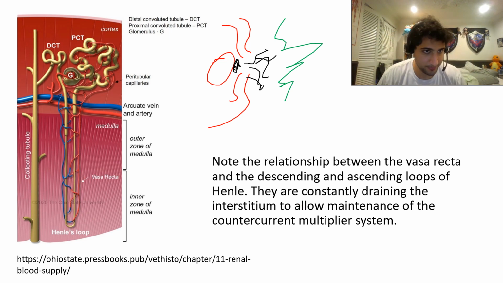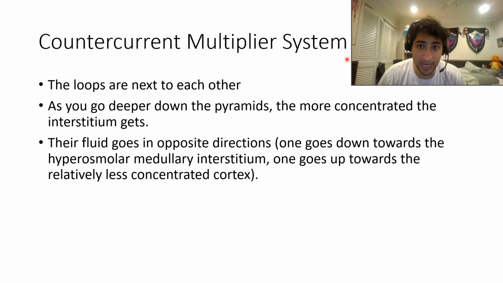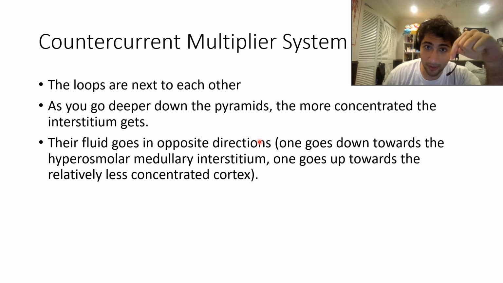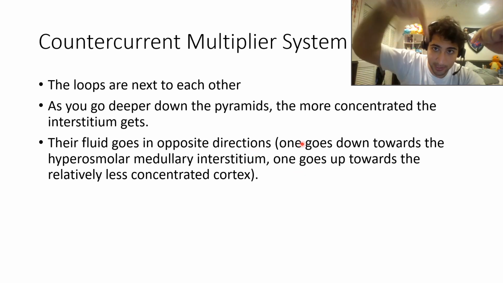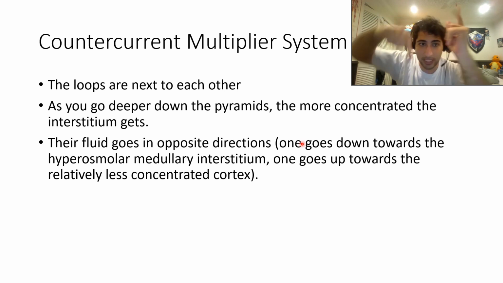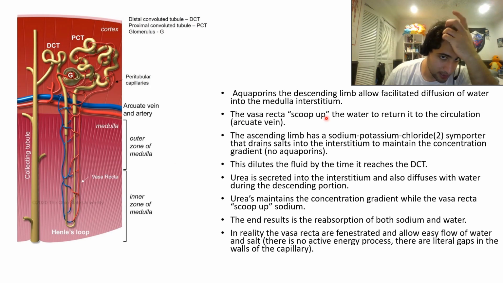All right, that's important. The loops are next to each other, and the deeper you go down the renal pyramid, the more concentrated the interstitium gets. So the fluid goes in opposite directions. One goes down towards the hyperosmolar medullary interstitium, that's the artery, and the vein goes up towards the less concentrated cortex. So you have aquaporins in the descending limb.